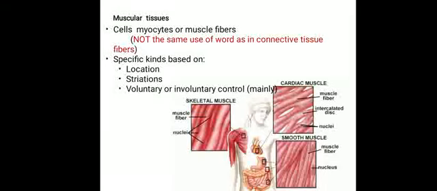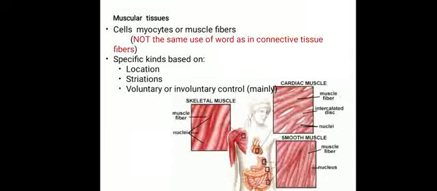Whereas the second one is smooth muscle. Smooth muscle is non-striated. It is an involuntary muscle because it has involuntary control. The location is at the visceral areas. Several visceral areas are where you can find smooth muscle.